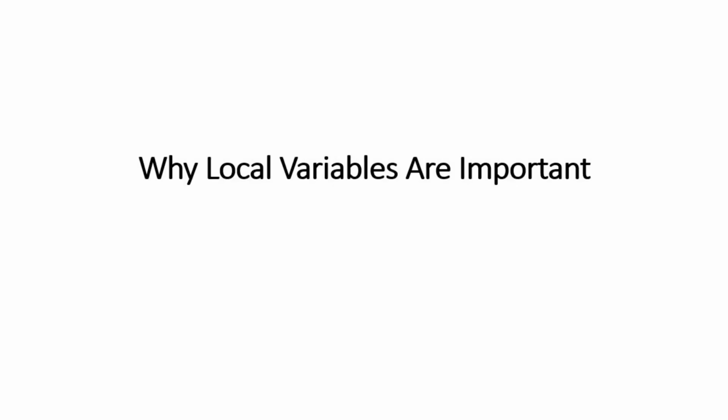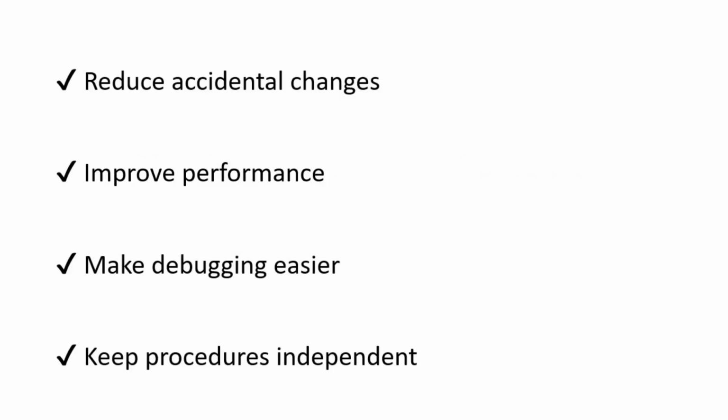Let's look at why local variables are important. Local variables help keep your code organized. They reduce accidental changes, improve performance, make debugging easier, and keep procedures independent. Professional developers use local variables whenever information is only needed temporarily. Let's look at some common beginner mistakes that you are likely to make.